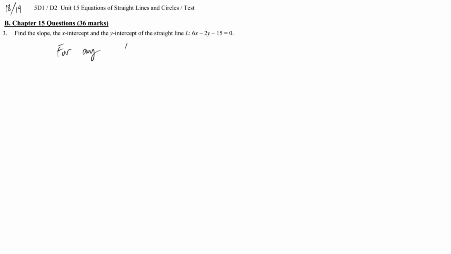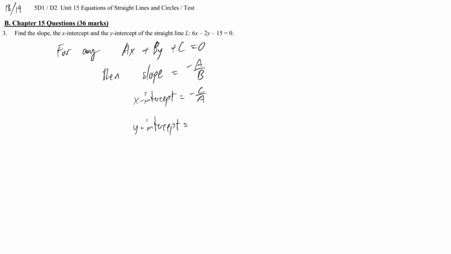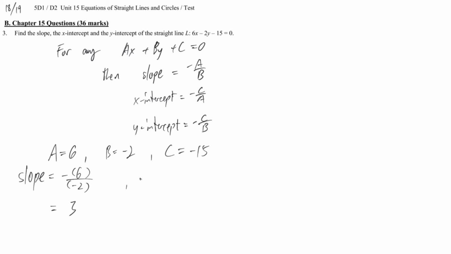The second approach is to use the formula directly. For any straight line ax plus by plus c equal to 0, the slope is equal to negative a over b. The x-intercept is negative c over a, and finally the y-intercept is negative c over b. In this case we have some preparation work. a represents the coefficient of x, which is 6. b is the coefficient of y, negative 2. c is the constant, negative 15. If we apply the formula directly, the slope is negative a over b, a is 6 while b is negative 2. So we have positive 3, the same as our previous calculation.